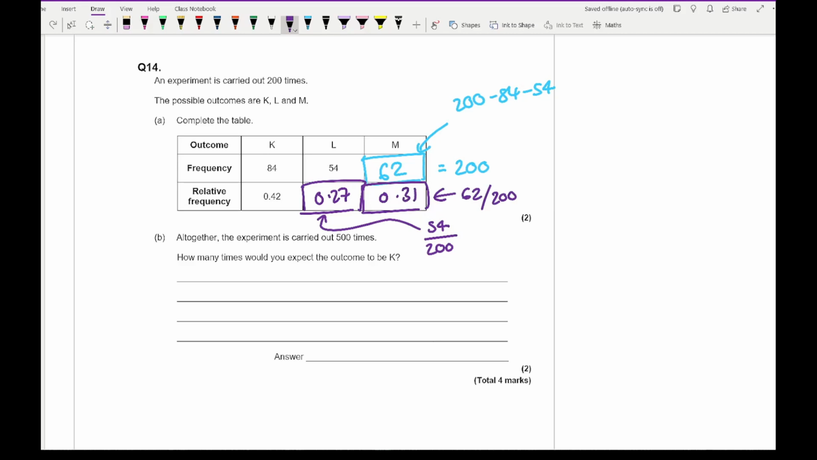Then it says, altogether the experiment was carried out 500 times. How many times would you expect the outcome to be K? So it's going to be 500 times, which is the total number of trials, multiplied by the relative frequency of K, which is 0.42. So 500 times 0.42 gives me an answer of 210.